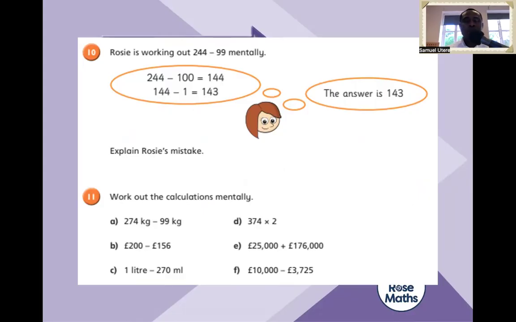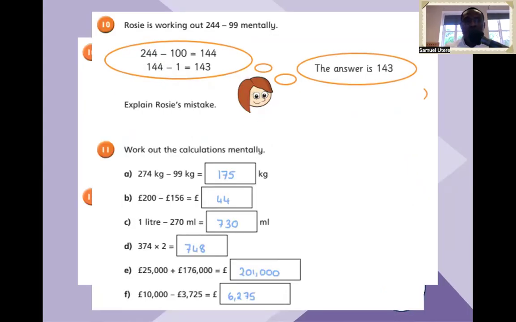Assuming you've paused the video and you've answered the questions, here are the answers. Let's discuss them. So for question 10, Rosie is working out 244 minus 99 mentally. Here is what Rosie did. So Rosie did 244 minus 100, which is 144. And then she went on to subtract 1. That was a mistake. So by doing this, she has subtracted 101, not 99. So she could have subtracted 100 and then added 1 to her answer.